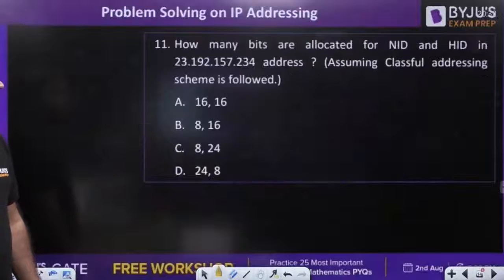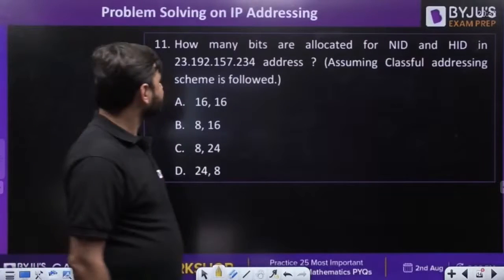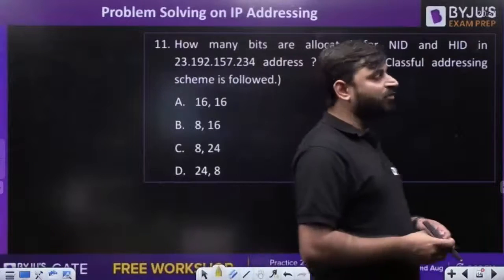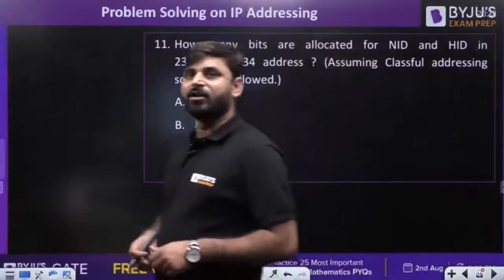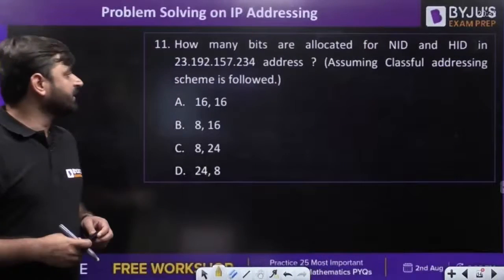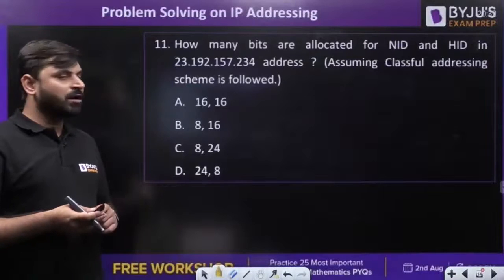Now, question number 11. How many bits are allocated for the network ID and host ID? How many bits are allocated for the network ID and host ID in 23.192.157.234?